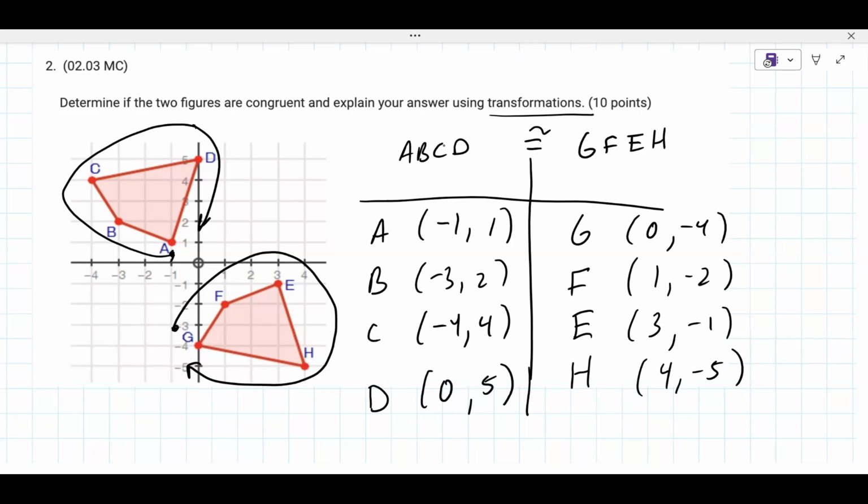So unfortunately, there's no one transformation that's going to do this. It's some combination of transformations. Typically you might think of a rotation or a reflection or something that would get this done.